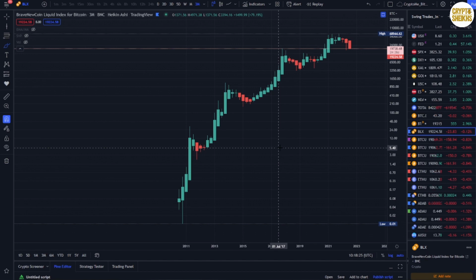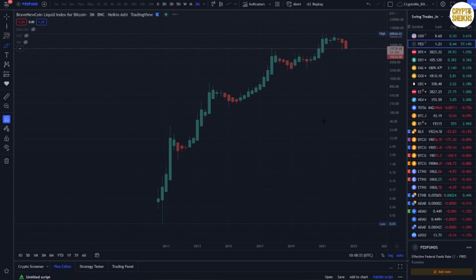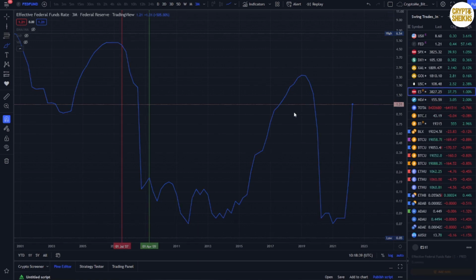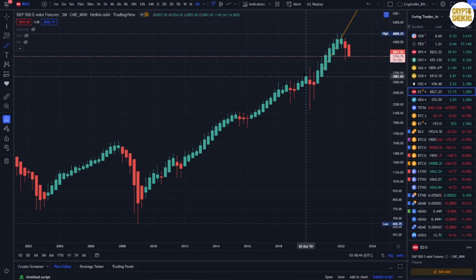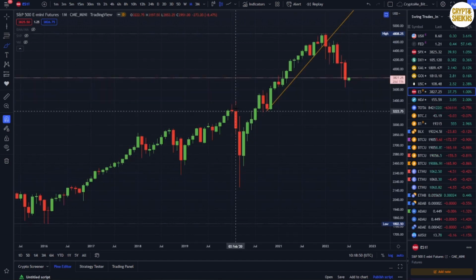They spiked up in 2018, which was, funnily enough, the top of Bitcoin. When the rate went up to 2%, 2.5%, the stock market in 2018 made a small dump here. If I go, this is 2018.